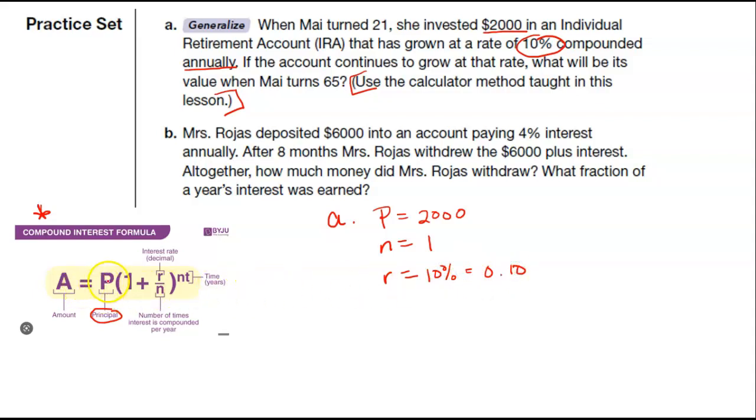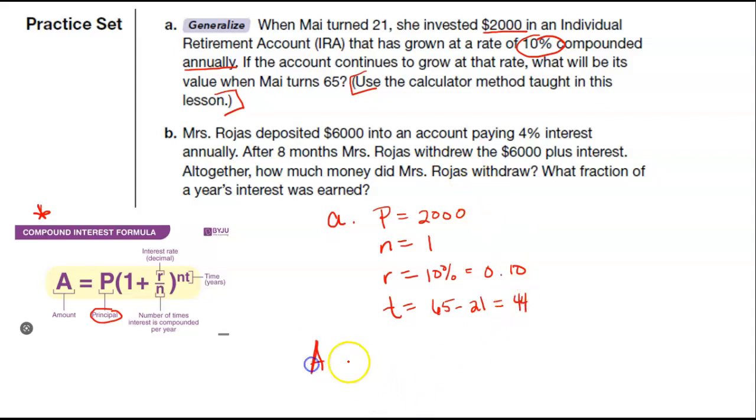So I have P, I have R, I have N, and then it says T, time in years. What will be its value, its amount or future value, when she turns 65? So we're looking for T, time in years, which is 65 minus 21, which is 44. All right, so let's plug all of this in and see what it looks like.